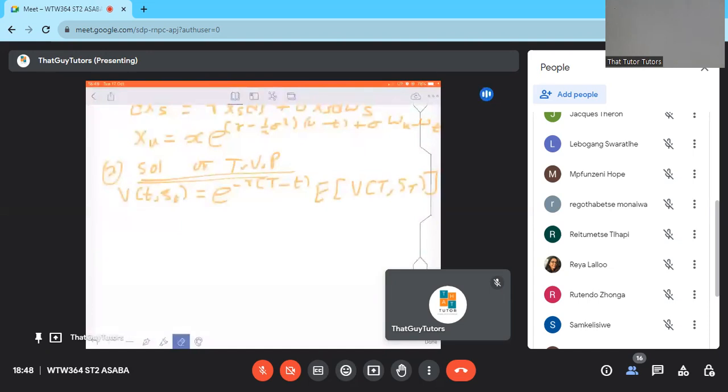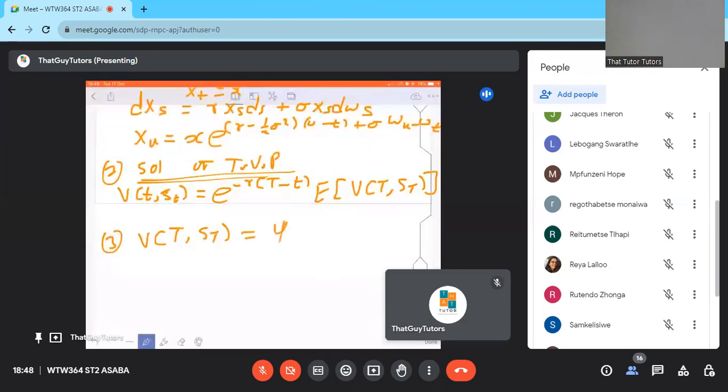So the terminal condition, v of t, s of t, right? This terminal condition, they just put some psi there. Now we want to find that solution, the solution given the terminal condition. Let's say perhaps now that the terminal condition is a call.